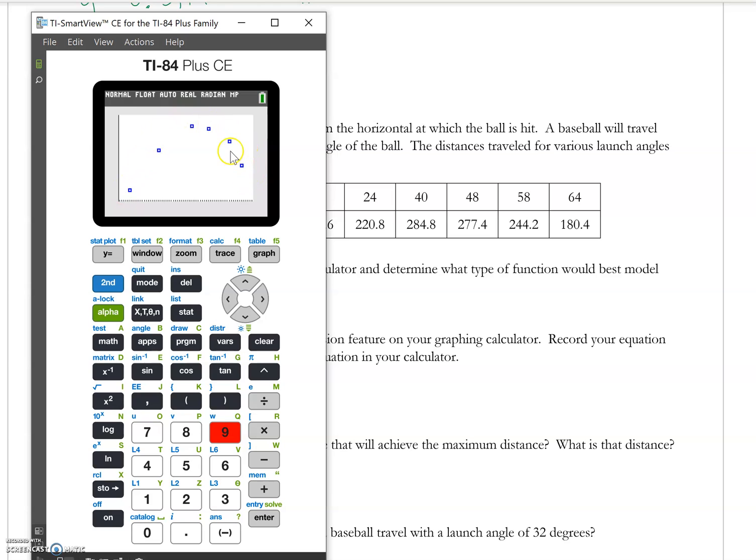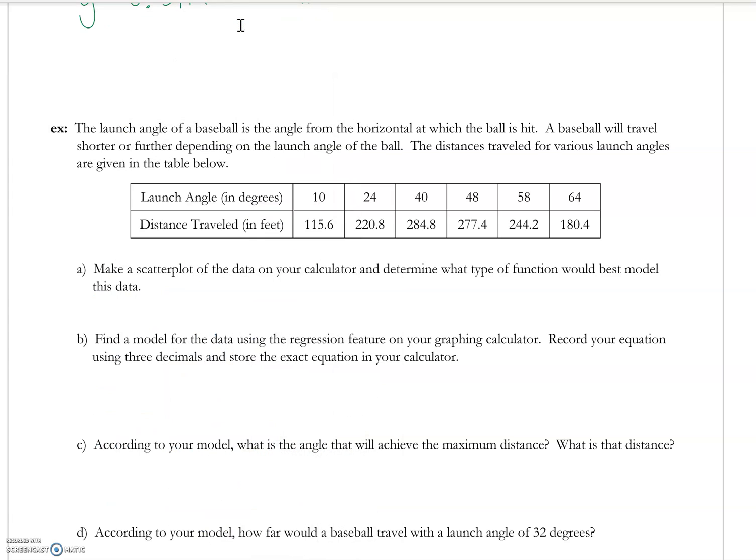At this point in the year, we are only familiar with one type of function that can go up kind of in a U shape and come back down. Is this perfectly quadratic? Probably not, but a quadratic function is going to be the best type of function for this set of data. So when it says determine what type of function would be best, we are going to say it's going to be a quadratic.